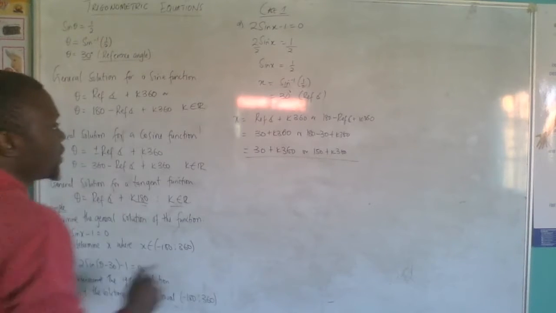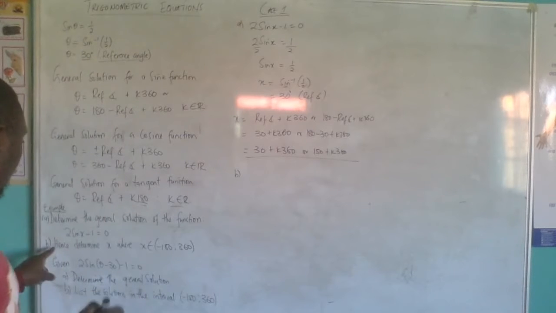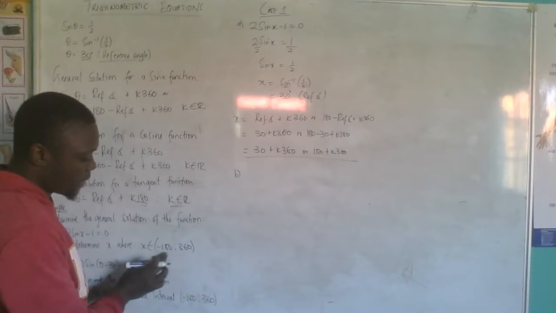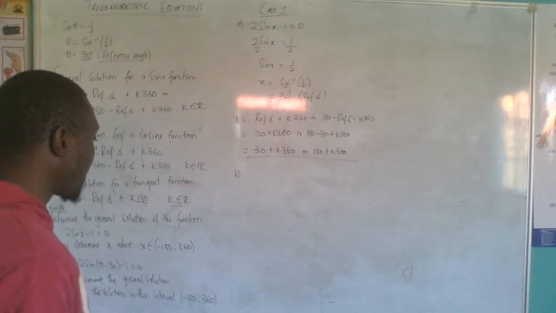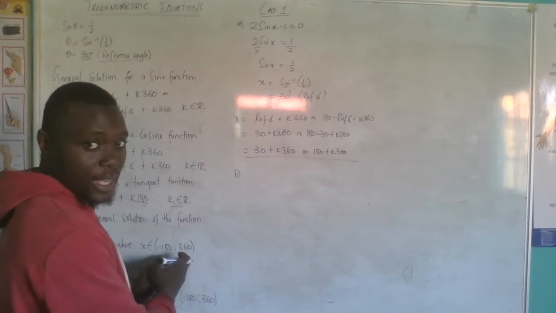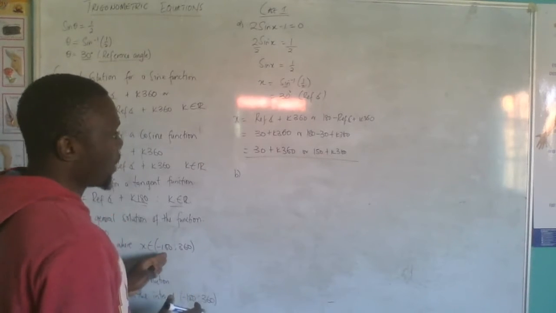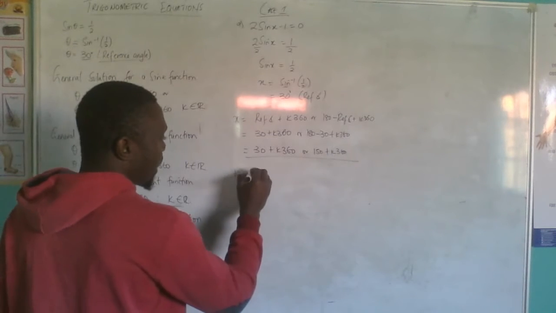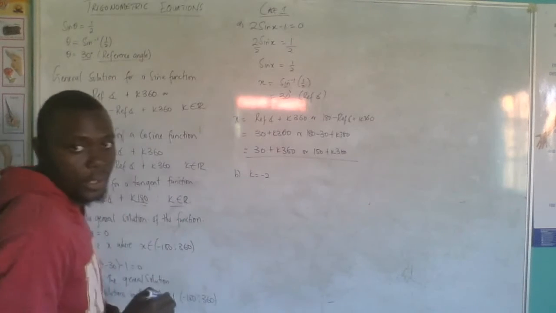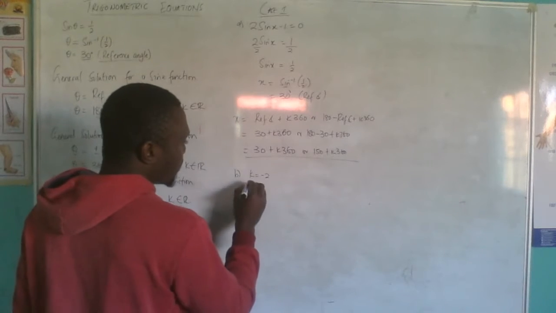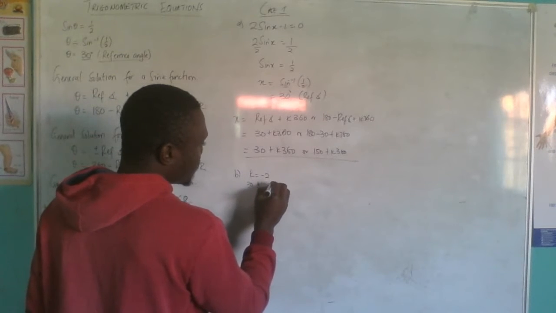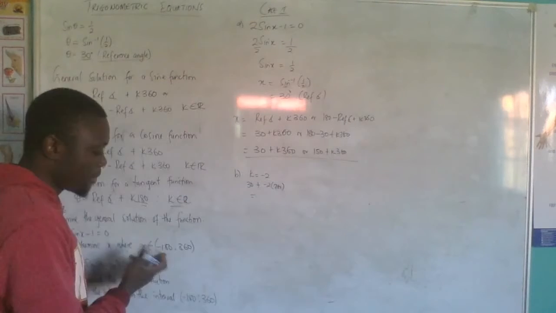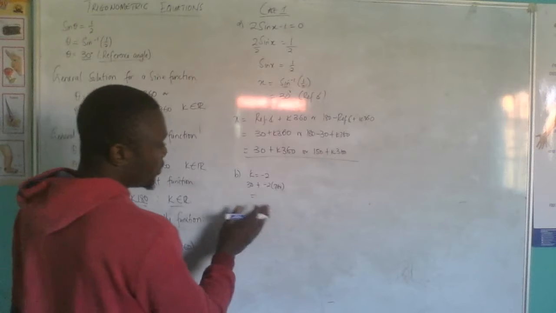So the next question says B, hence determine x, where x is an element of all angles between negative 180 and 360. So we need angles that are between negative 180 and 360. Since there is a negative 180, I'll have to start from taking k as -2, for example. So if I take k as -2 and substitute it there, it will be 30 plus -2 times 360. You plug it in the calculator, you get an angle much smaller than negative 180. So that one will not work.